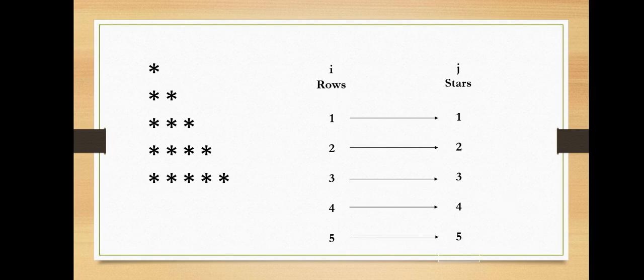That means I am going to write the code as j less than or equals to i, because the stars may be less than or equal to the i value, because the number of rows is equal to the number of stars. So that's why this is the code I am going to take, j less than or equal to i. So here is the code. In the next step, what are we going to do? We are going to write the code. How to write the code? Let us see.